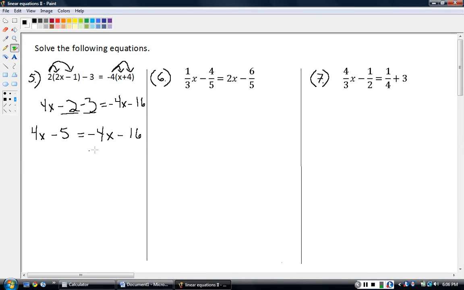So I'm going to bring my x term to the left hand side. Again, it doesn't matter. I could subtract 4x from both sides and bring the x over to the right, but I'm going to choose to add 4x to the right side so it goes away from there. So I've got to do the same over here, right? Plus 4x. So I get 8x minus 5. Whoops. 8x minus 5 equals negative 16.